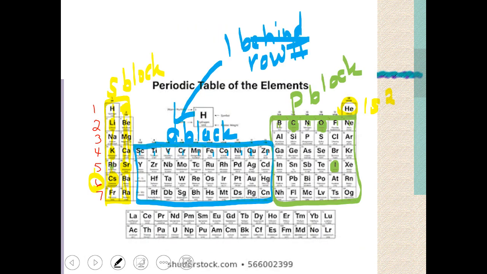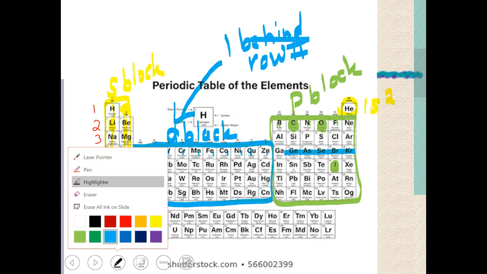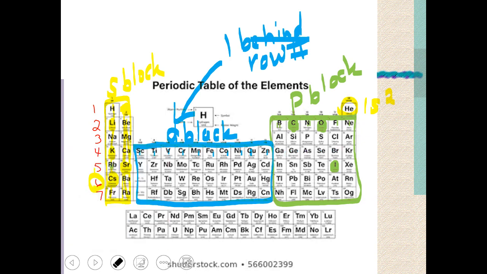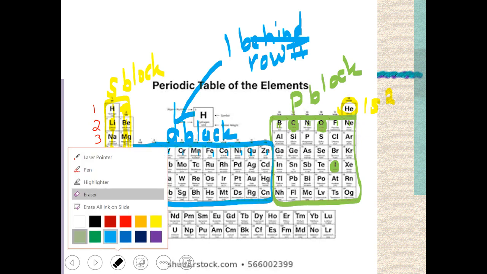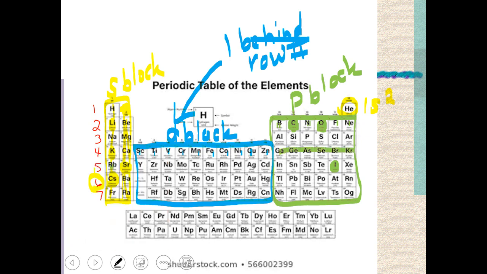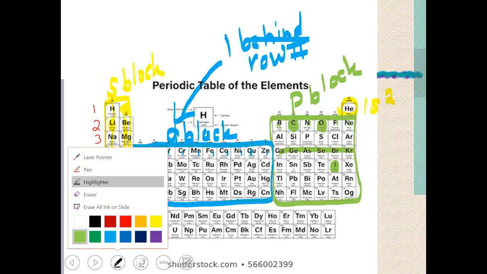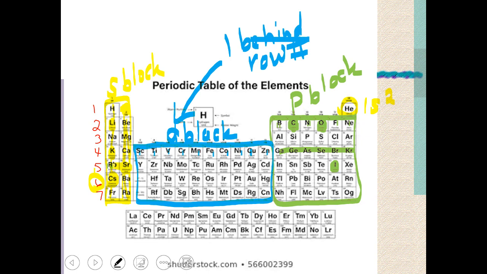Next, you would fill in the 4Ps going right across here. I should have used green. Fill in the 4Ps. After the 4Ps, where do you go? Down here. 5s2. Right in here. Where do you go after 5s2?